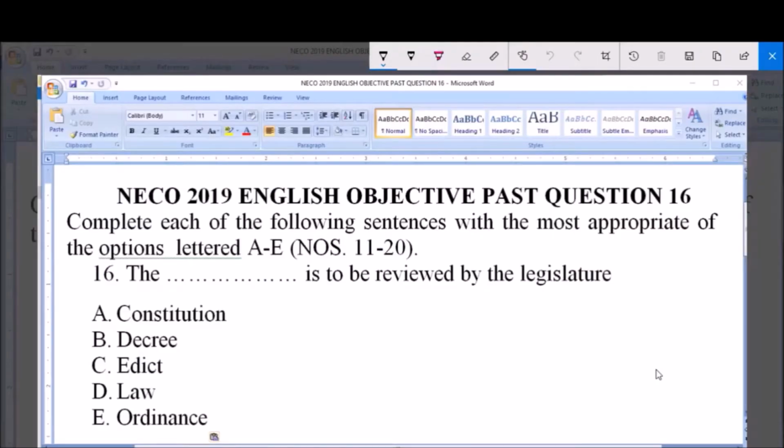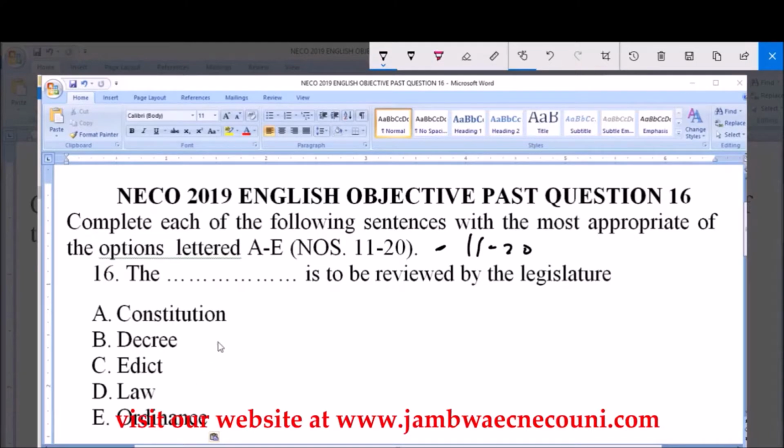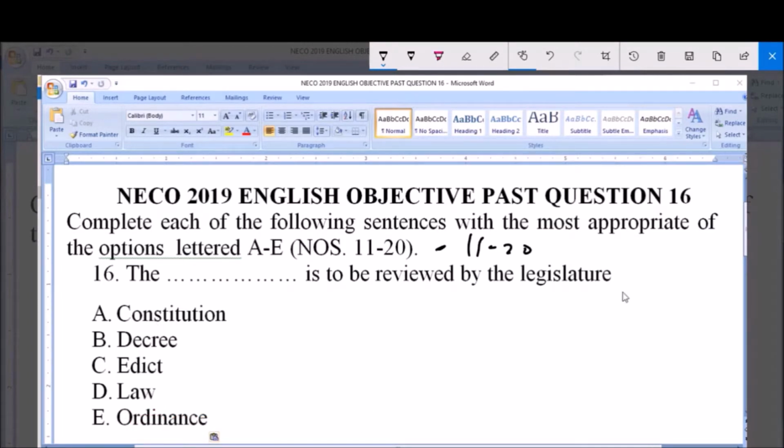Welcome, this is NECO year 2019 English objective past question number 16, and the instruction here says complete each of the following sentences with the most appropriate of the options lettered A to E. We are using this instruction to answer questions 11 to 20, and question number 16 says the dash is to be reviewed by the legislature.